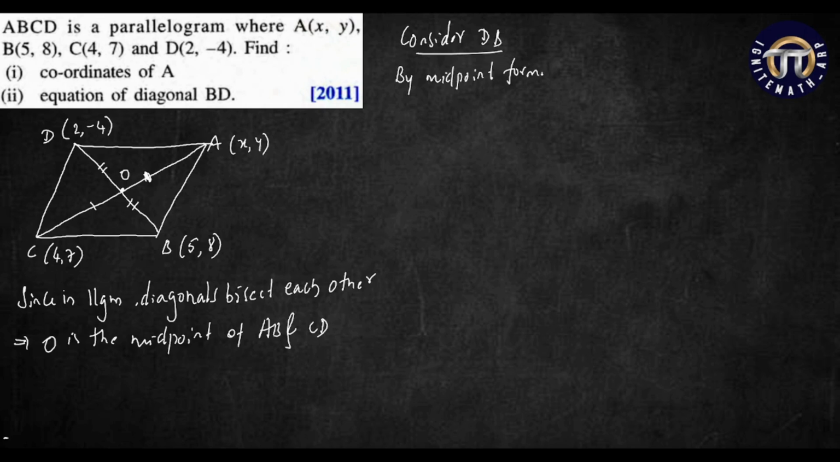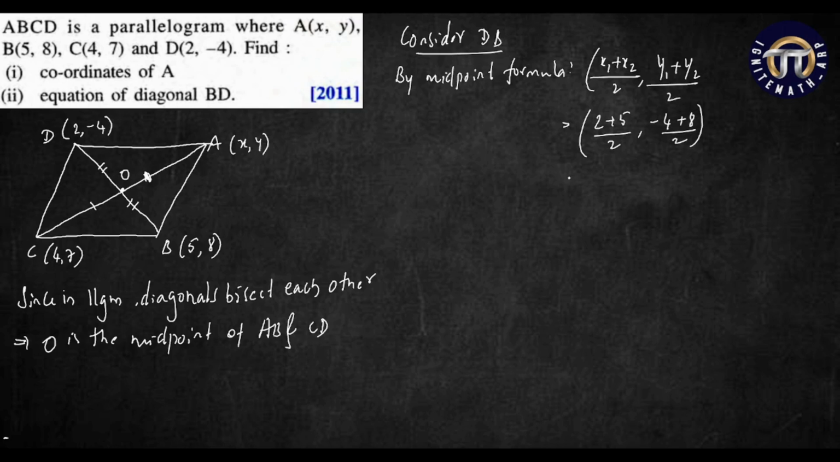Midpoint formula is known to us. That is (x1 plus x2)/2, (y1 plus y2)/2. So I'll find out the coordinates of point O. Now (x1 plus x2)/2 is (2 plus 5)/2, and then (y1 plus y2)/2 is (-4 plus 8)/2. So I'll get 7/2, then (-4 plus 8)/2, that is 2.